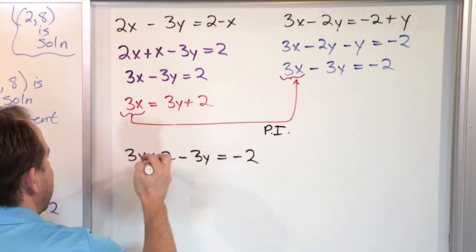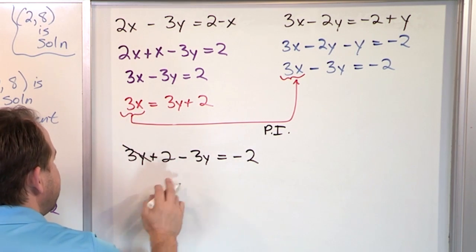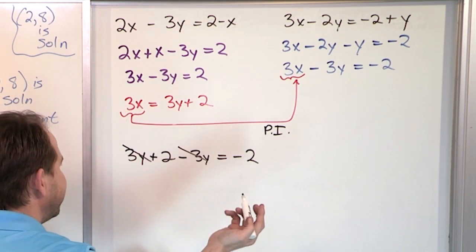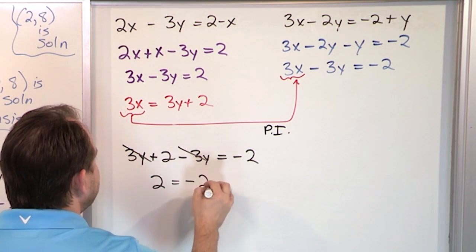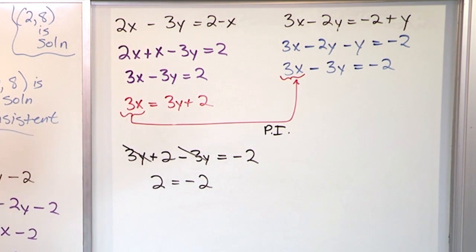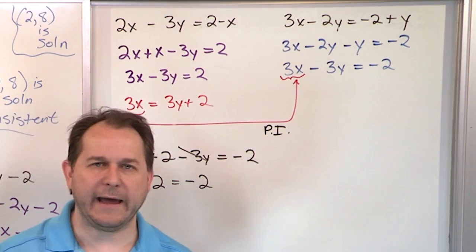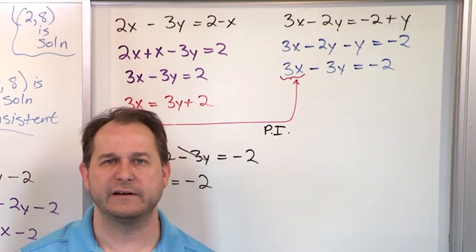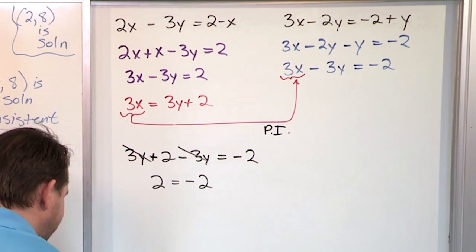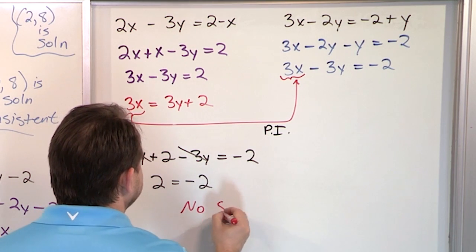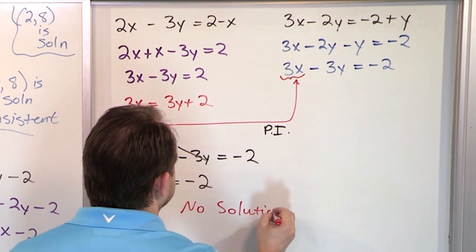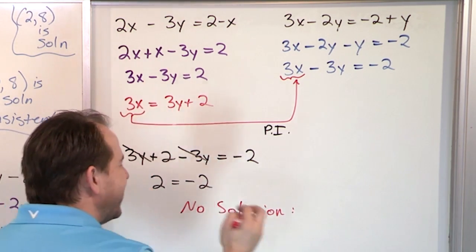Now, what do I get? This cancels with this because 3 minus 3 is 0. So what do I get? I have 2 on the left, negative 2 on the right. That is impossible. There is no way that 2 can ever be equal to negative 2. What this is telling you is it's impossible, so there is no solution, which means they're inconsistent.